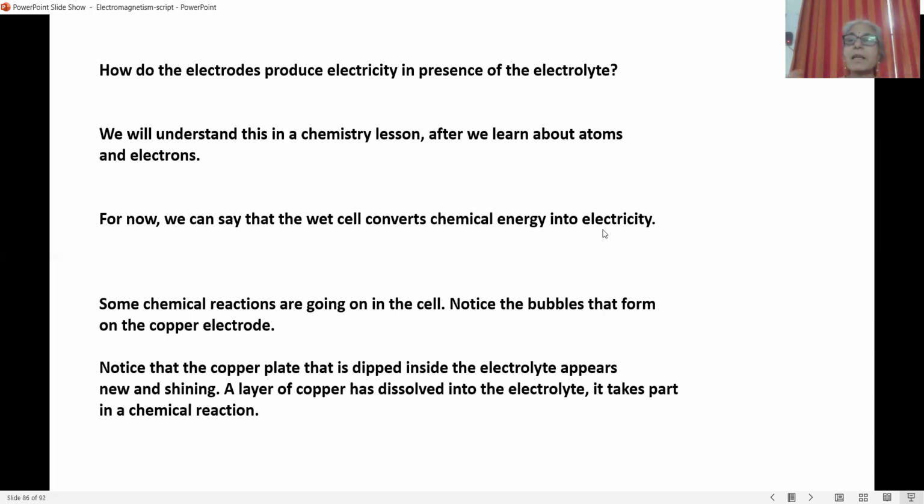Every wet cell has 2 electrodes made of 2 different metals and an electrolyte, which is a conducting liquid. So how does this cell produce electricity? We need to understand some chemistry in order to understand that properly. For now, all we can say is that the cell converts chemical energy into electrical energy. So there are some chemical reactions going on in the cell. We will take a look.